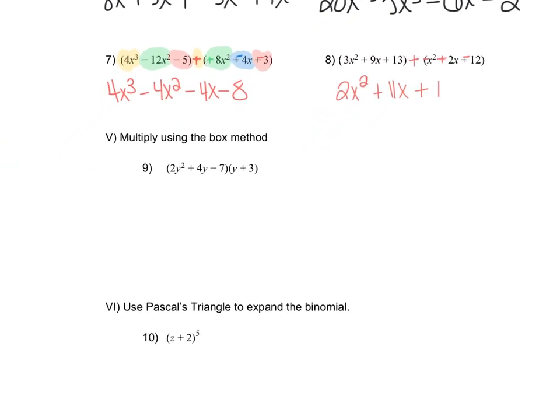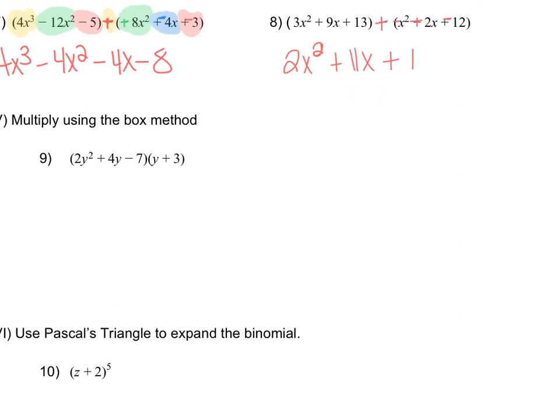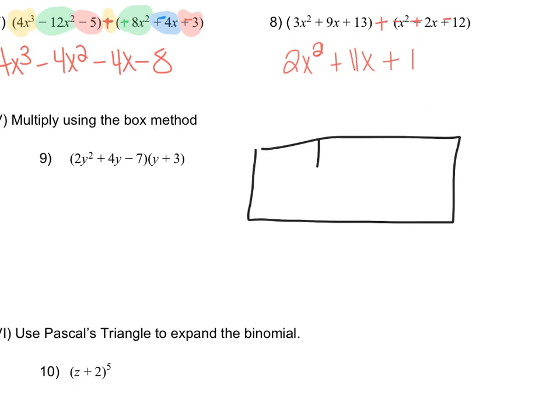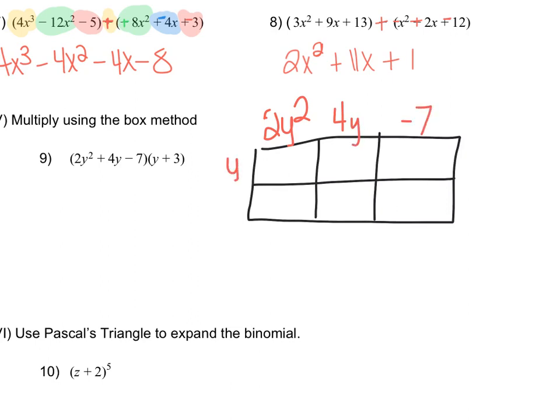Okay, so we've added, we've subtracted, now we're just going to multiply. And I like to do the box method with multiplication. So I have a 3 by 2 because I have 3 terms in the first one and 2 in the second one. So I'm going to make my box a 3 by 2. Then I'm going to put my terms of my trinomial up above. So I'm going to have 2y squared. And then I'm going to have 4y, negative 7. And then on the other one I have a y and I have a positive 3.